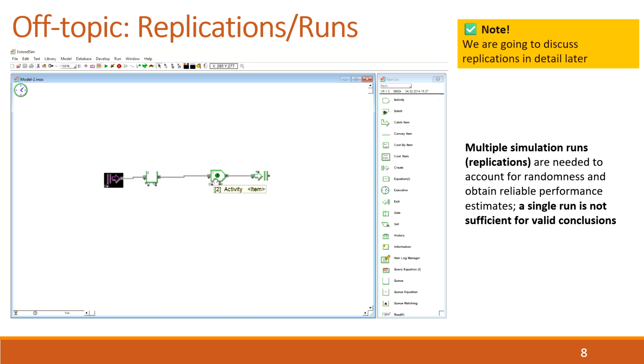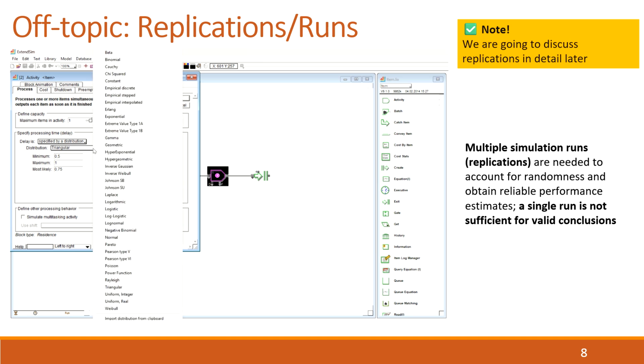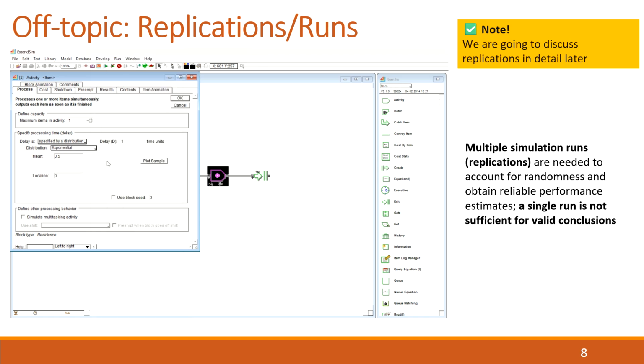Next, let's go to the activity block. Right now you can see that the delay is a constant value. So let's change it to specified by a distribution. We will get new options. Let's again stick with the exponential distribution. So let it be exponential. Okay, saved.